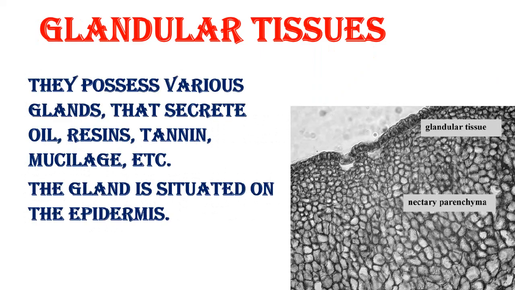Glandular tissues. They possess various glands. They secrete oil, resins, tannin, mucilage, etc. The gland is situated on the epidermis.